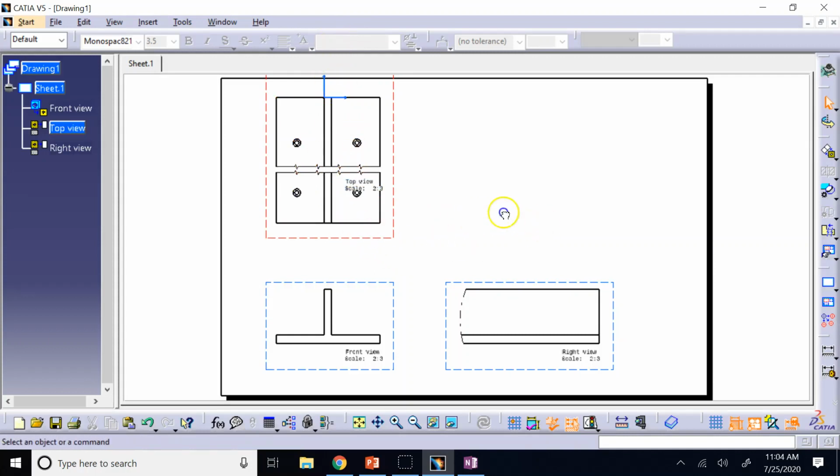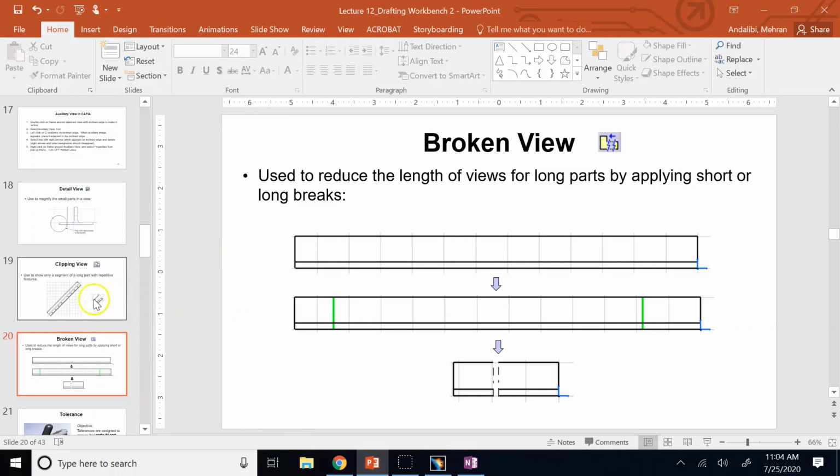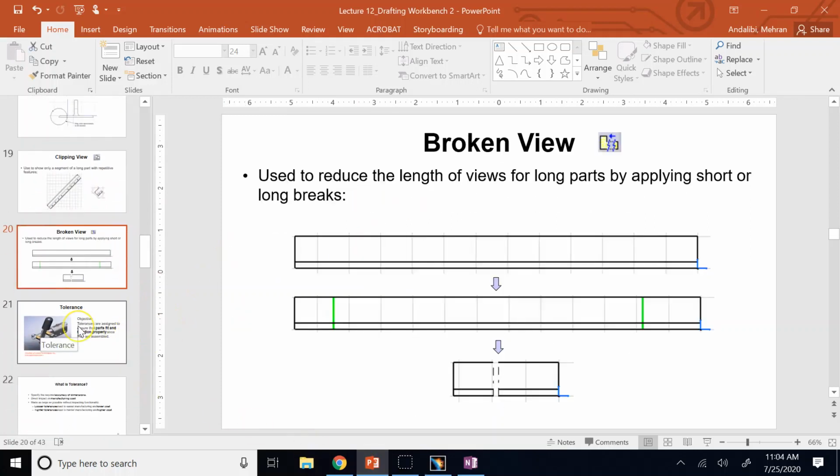But you can see I can clip it, or I can apply a broken view and squeeze everything in when the part does not have important details and one portion is just repeating itself. That's where these 2 views can be useful.